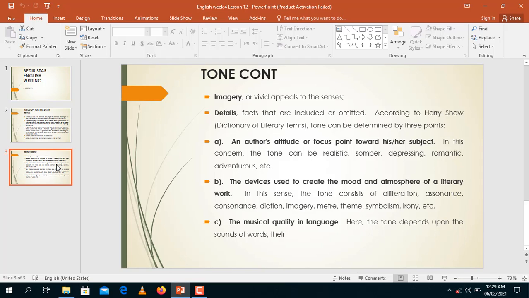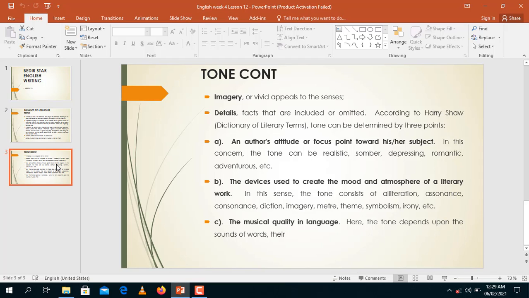Another thing is the device used to create the mood and atmosphere of a literary work. In this sense, the tone consists of alliteration, assonance, consonance, diction, imagery, theme, symbolism. This is what I was saying. A bird, you can put up a bird to depict a certain sort of message. This is what we call symbolism or imagery. You can read on these things. When you hear a new word or when you see a new word, write it down, research the meaning. It will also help you to know more of these things.